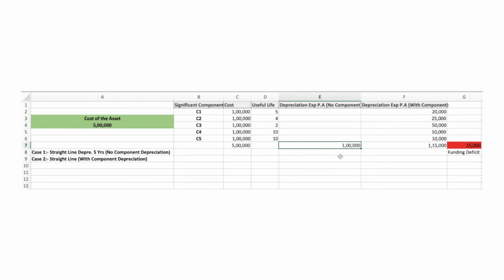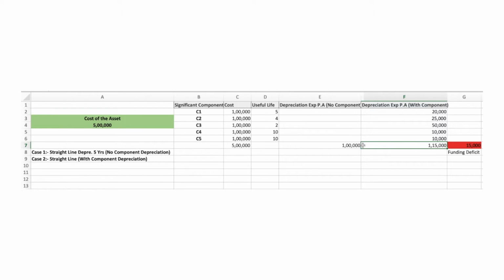Now, see $100,000 from another perspective: we have accumulated a cash fund of $100,000 to fund our future purchase of property, plant, and equipment. However, if we go by the component depreciation concept, the funding requirement is $115,000 rather than $100,000, because there are two assets whose useful life is less than the suggested useful life that we have taken, 5 years for an asset as a whole.